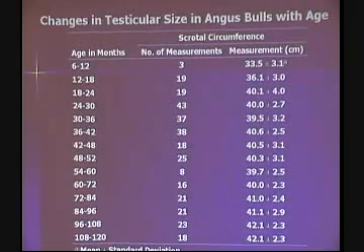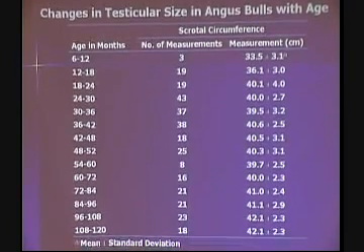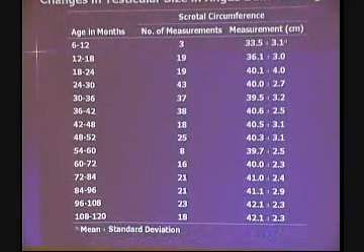There's a lot of information on this table, but it's looking at testicular size change in Angus bulls with increasing age. And basically at 2 years of age, a bull will have his mature testicular size. There's not a lot of change from 2 years of age to 9 or 10 years of age, and you do see a slight bump in the testicular size at 9 and 10 years of age, but after 10 years of age, testicular size decreases rapidly.